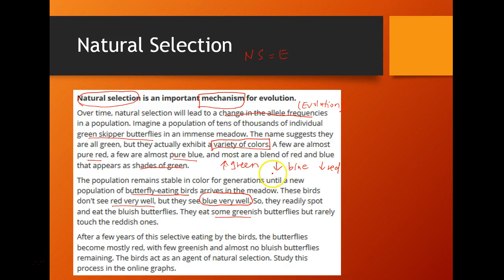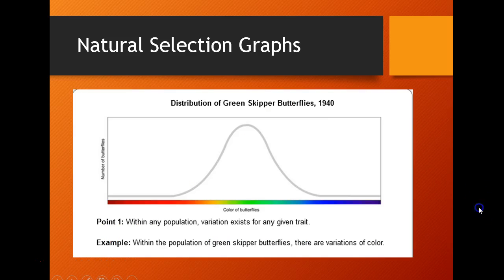So we see here that these butterfly-eating birds are going to target the blue ones and the green ones. And so this is obviously going to change the population a lot. After a few years of this selective eating, the butterflies actually end up being mostly red. Why is that? Because they're able to survive and they're able to reproduce. Okay, so let's see what this looks like by looking at some graphs.